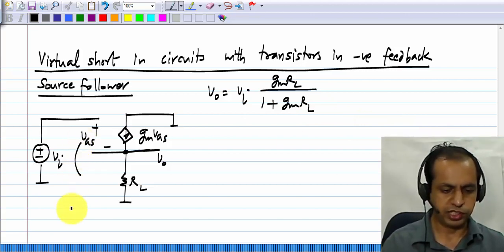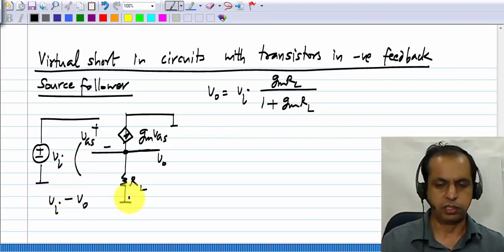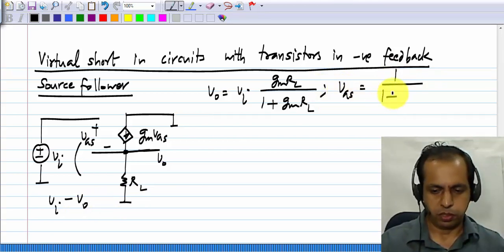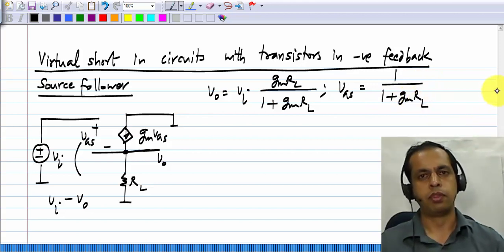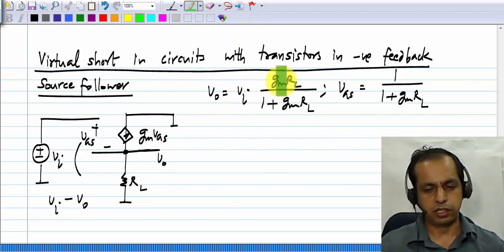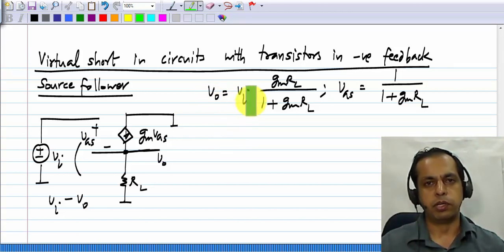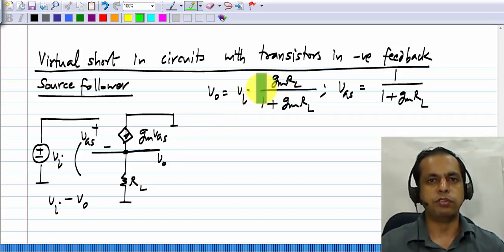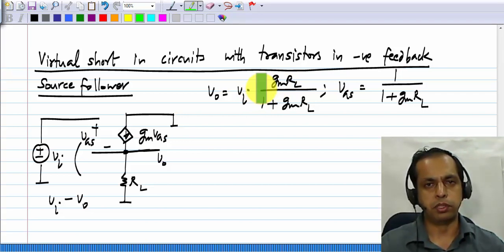This VGS is nothing but Vi minus Vo, and VGS will be Vi times 1 by 1 plus gmRL. While discussing the voltage controlled voltage source or the source follower, we said that as gmRL tends to infinity, we get an ideal voltage controlled voltage source which gives you Vo equals Vi, that is, ideally gain equals 1. And similarly for other feedback circuits, other control sources, we evaluated that when gm of the transistor tends to infinity, the circuit behavior tends to the ideal.